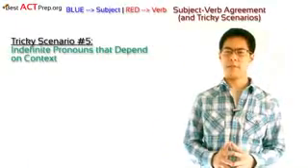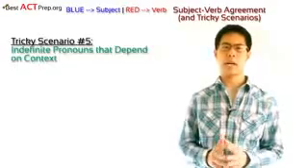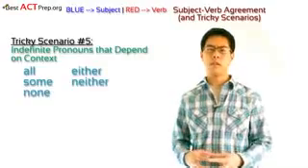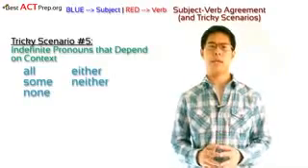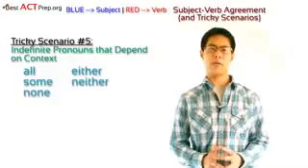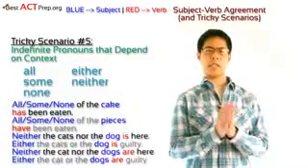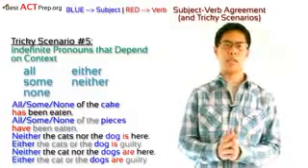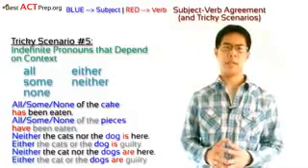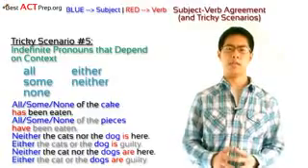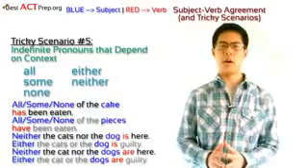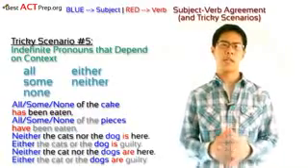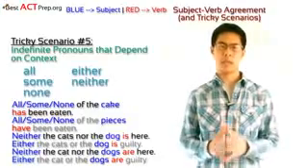Tricky scenario number five. Indefinite pronouns that depend on the context. The indefinite pronouns all, some, none, either, and neither can be either singular or plural, depending on the context. Take a look at the following examples here. All, some, or none of the cake has or have been eaten. All, some, or none of the pieces has or have been eaten. Neither the cats nor the dog is or are here. Either the cats or the dog is or are guilty. Neither the cat nor the dogs is or are here. Either the cat or the dogs is or are guilty.